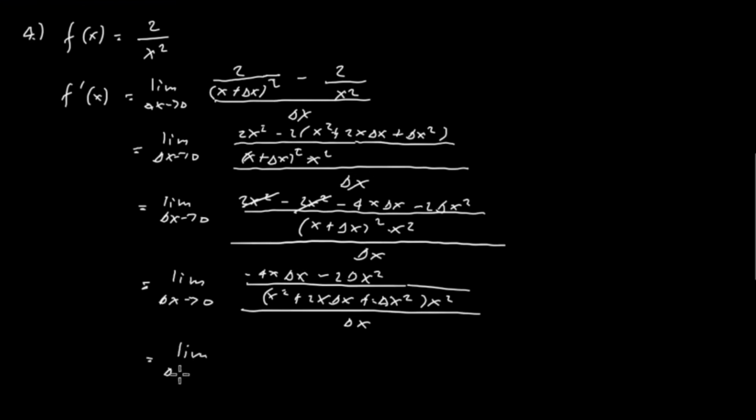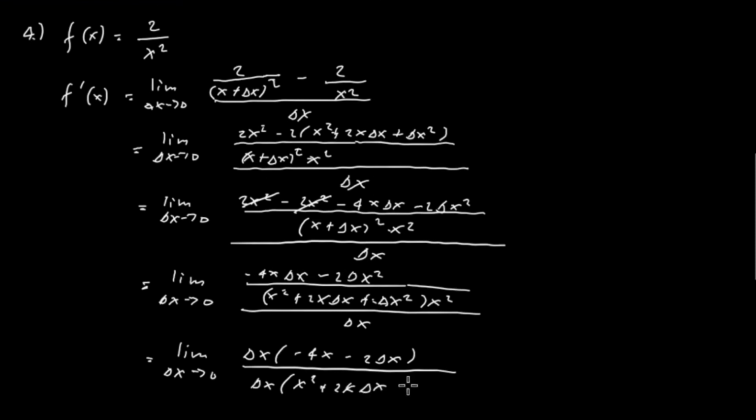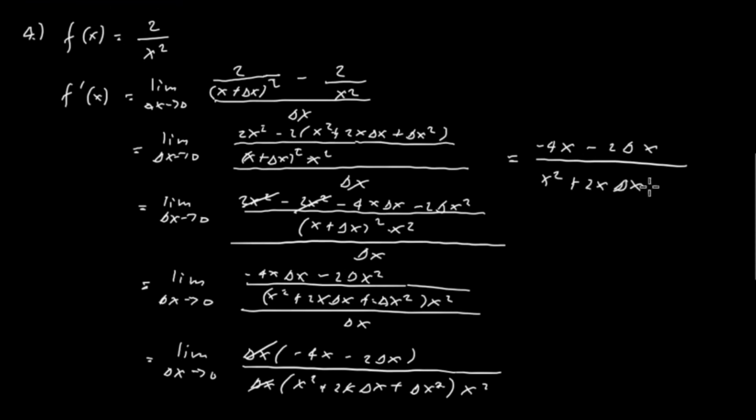Again, the limit as delta x approaches 0, extract delta x. So delta x, the remaining is negative 4x minus 2 delta x, and divide everything by delta x, and the LCD, copy x squared plus 2x delta x plus delta x squared and x squared. Cancel out delta x: negative 4x minus 2 delta x, divided by x squared plus 2x delta x plus delta x squared, and multiplied by x squared.